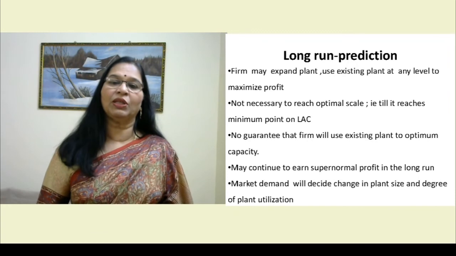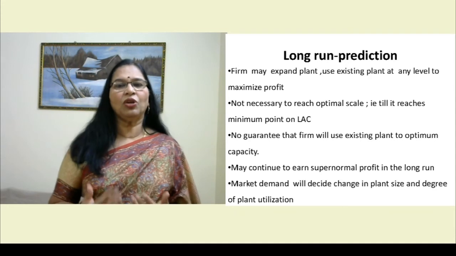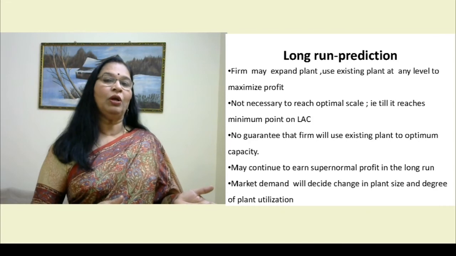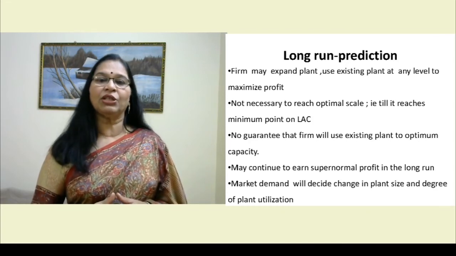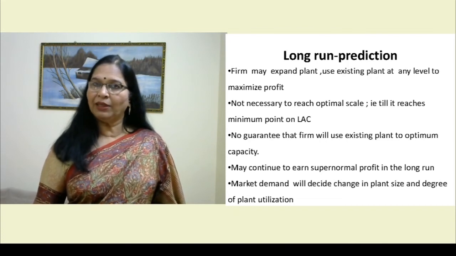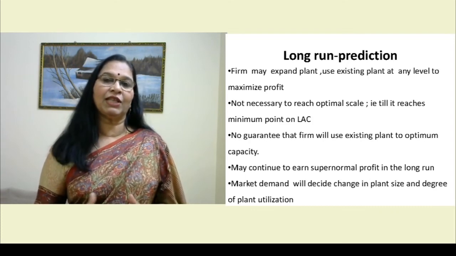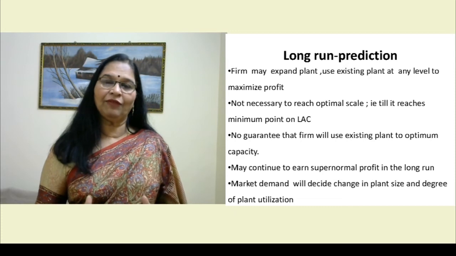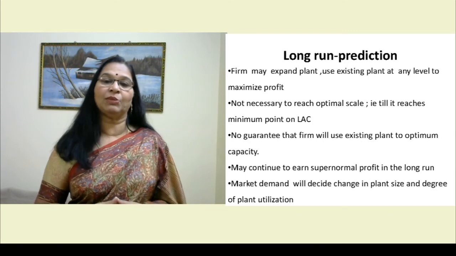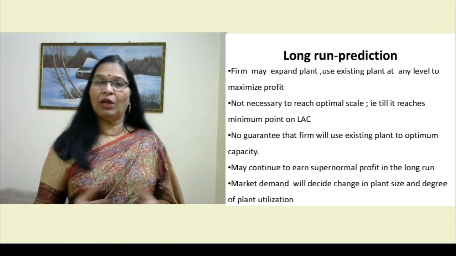efficient ways of using resources. It reaches a minimum point on the LAC. So it is not necessary that it should reach the minimum point. It can continue to operate even before the minimum point on LAC is reached. There is no guarantee that the firm will use existing plant to the optimum. So plant need not use all its resources to the optimum. Maybe whatever it wants to, if it is getting the profit that it has planned for itself, then that much only the firm will produce, not necessarily that all of what it can produce actually is produced. May continue to earn supernormal profit in the long run. So it could happen like that.